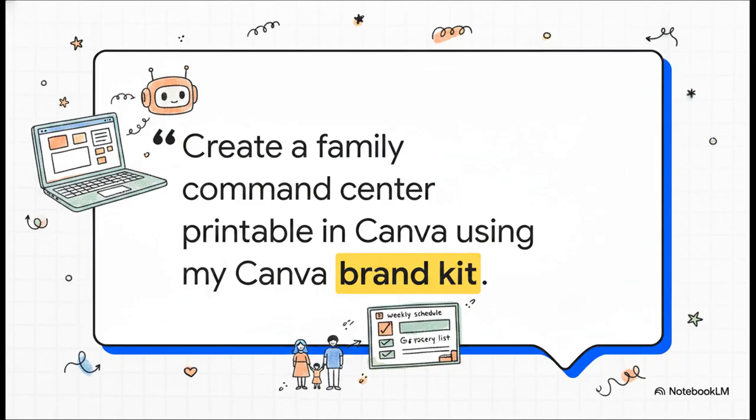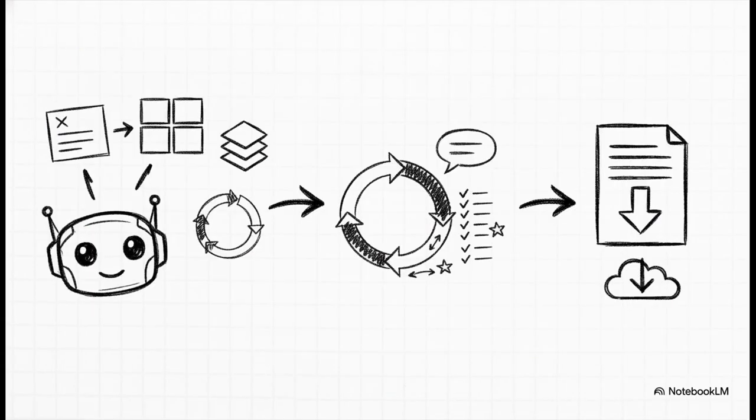Notice that phrase, using my Canva brand kit? Instead of trying to painstakingly describe your brand's look in text, Claude just goes right into Canva, grabs your preset aesthetic, and starts building from the ground up. And the results? Incredibly fast. Claude immediately generated 4 different initial layout options right there in the chat interface.